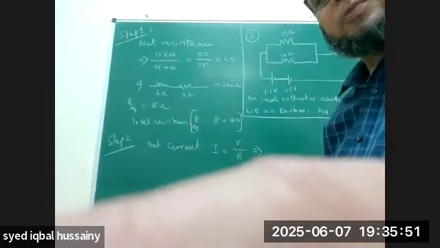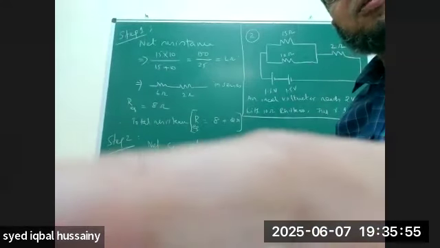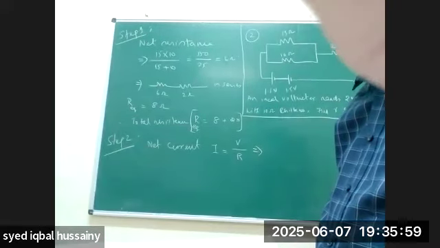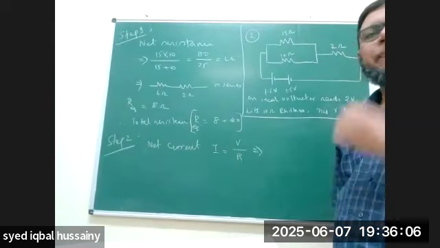Anyone, girl, what is the current? Just substitute and say. No one? Okay, now boys, what is the current? Sir, what did you write as the total resistance? Total resistance is 8 plus 2r. Okay sir.